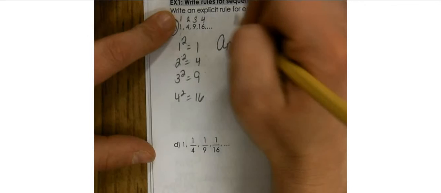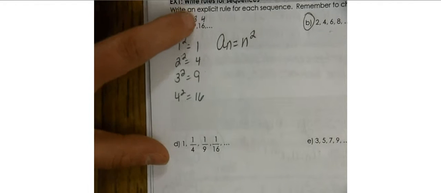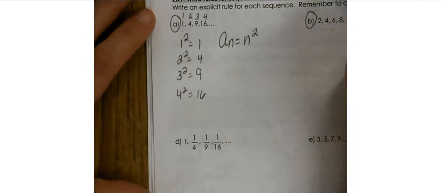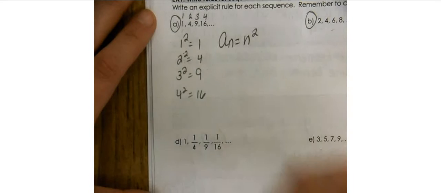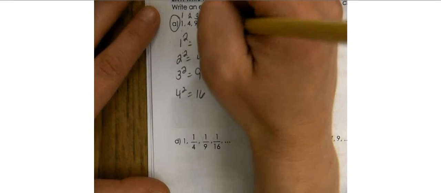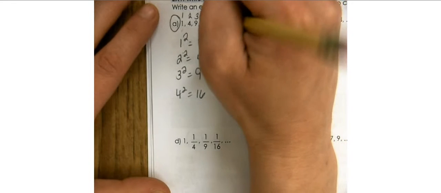So what we're doing in this formula is, in order for you to come up with your term, a sub n, that is equal to the position number that it's in squared. 1 squared is 1. 2 squared is 4. 3 squared is 9. 4 squared is 16. And that's your rule.